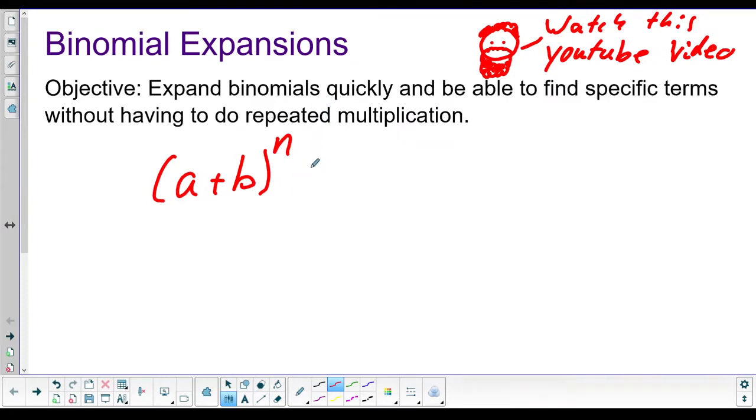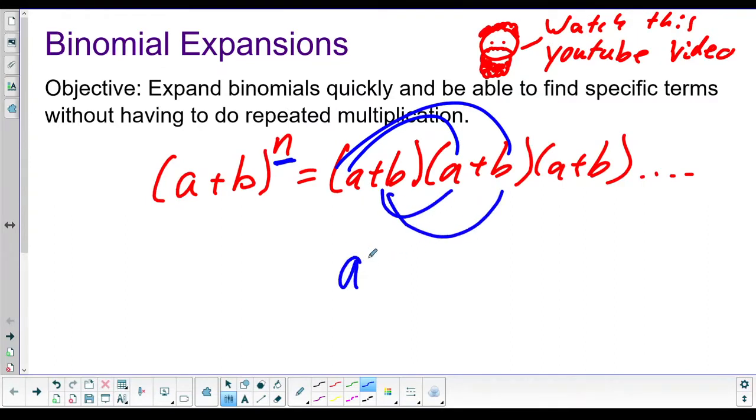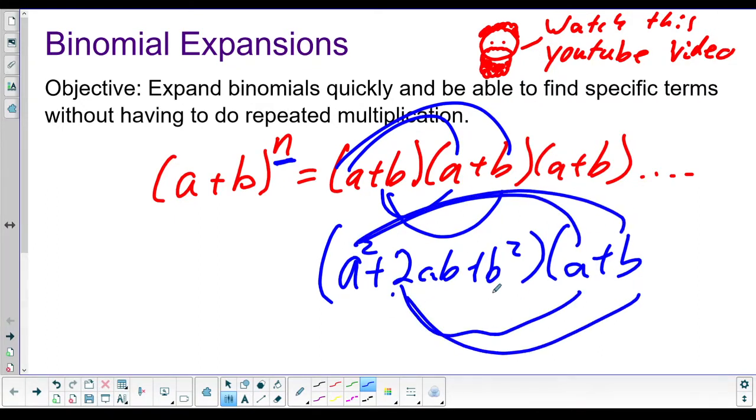So if you wanted to do this problem, you have to do (a + b) times (a + b) times (a + b), and you have to do that however many times n is, right? So if n's 8, you've got 8 of these things. So then you got to FOIL this thing, and then you're going to get a squared plus 2ab plus b squared, right? And then you got to take this thing and FOIL it with this, and then FOIL some more, and you've got to do that, like 9 times?